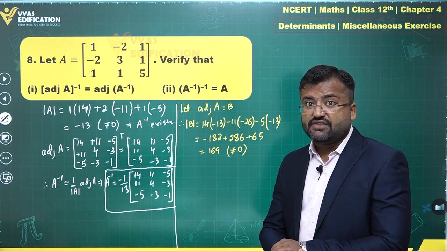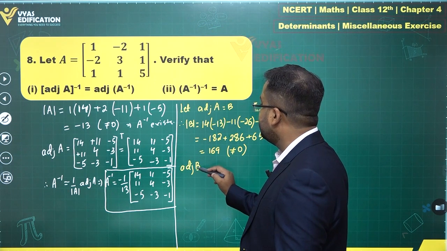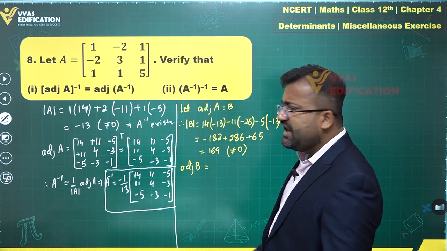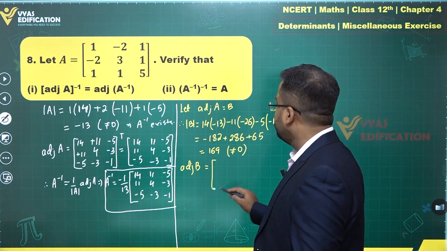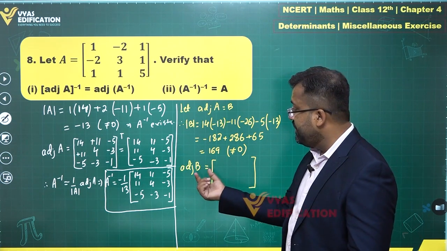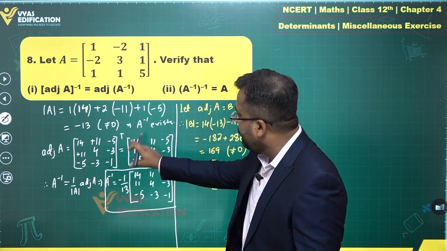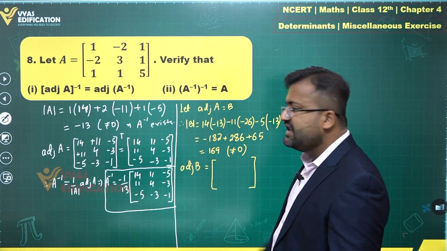And for finding the inverse, let's find the adjoint of B first of all. So the adjoint of B is something which I am interested in. Now, being a symmetric matrix, we know that the transpose will be the same as the matrix itself. So let's find the adjoint of B directly. B is this, the adjoint of A. For that, I need the cofactors of these elements.